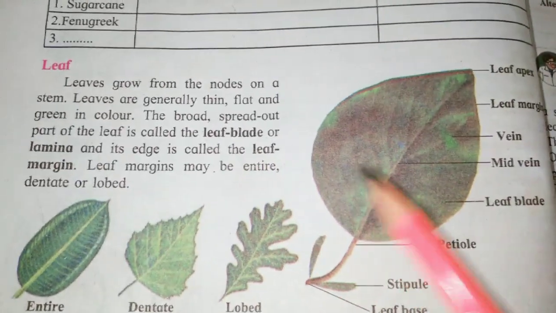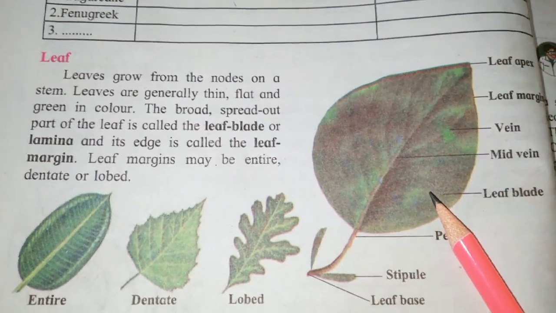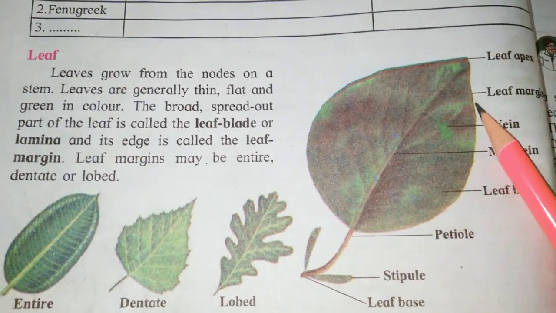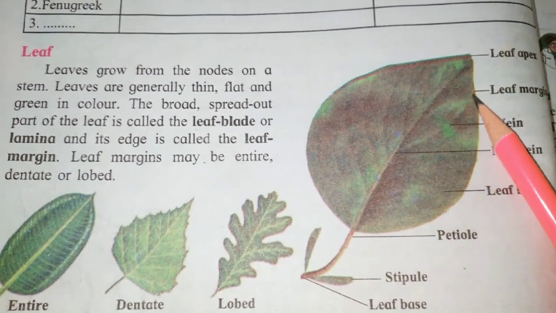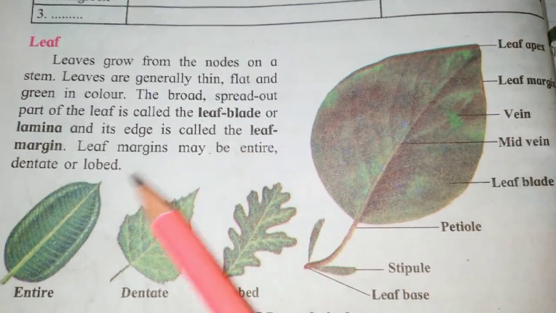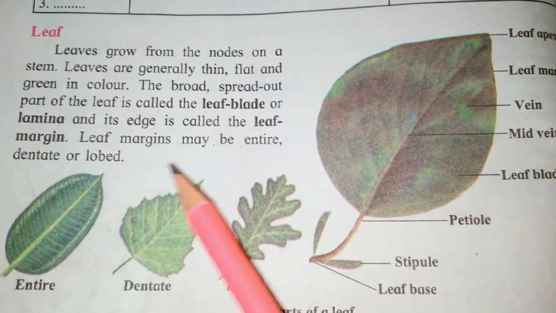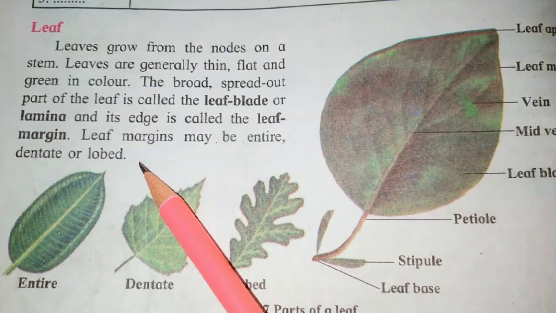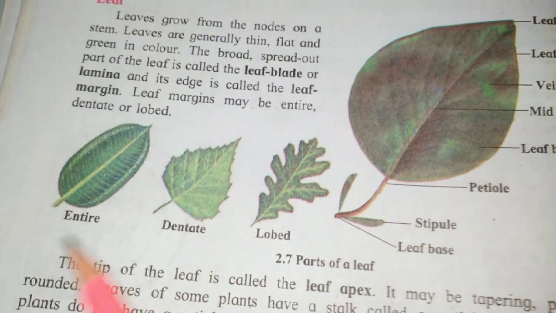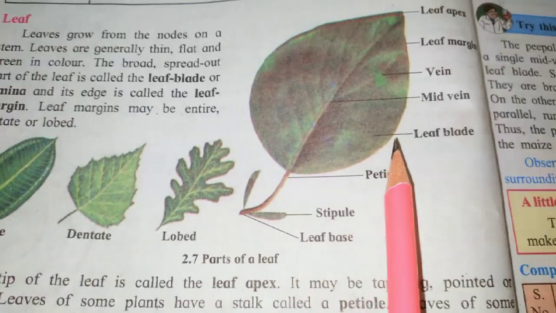You can see here the leaf blade, or lamina, and the edge is called the leaf margin, this border. Leaf margins may be entire, dentate or lobed. How are the leaf margins? They can be entire, dentate or lobed. So see here the parts of a leaf; they are entire, dentate and lobed. Okay, see here.